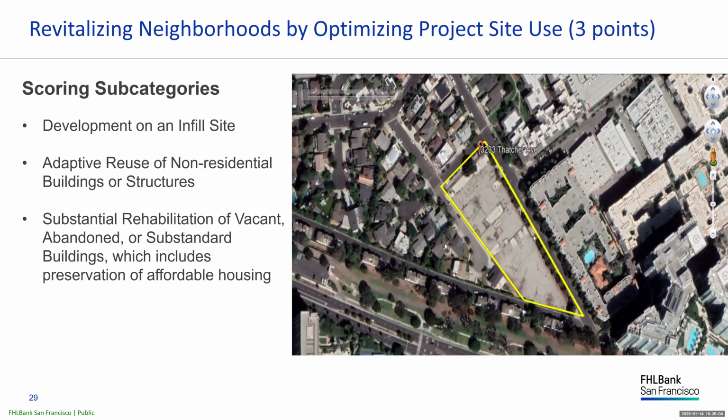To receive the maximum 3 points under this feature, your project must involve development on an infill site, adaptive reuse of an existing non-residential building, or substantial rehabilitation. The points will be awarded if you select one of these elements and submit the required documentation. Under development of an infill site, a recent aerial photo of the site showing the outline of the entire site must be provided to receive points. Otherwise, we may have trouble determining the boundaries of the site and could be unable to award points.